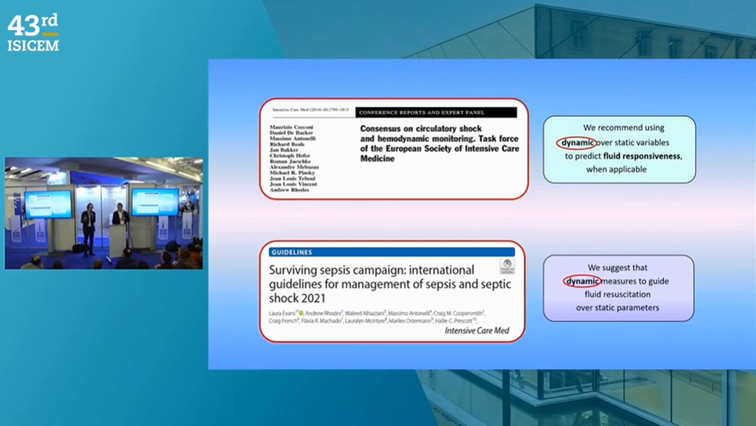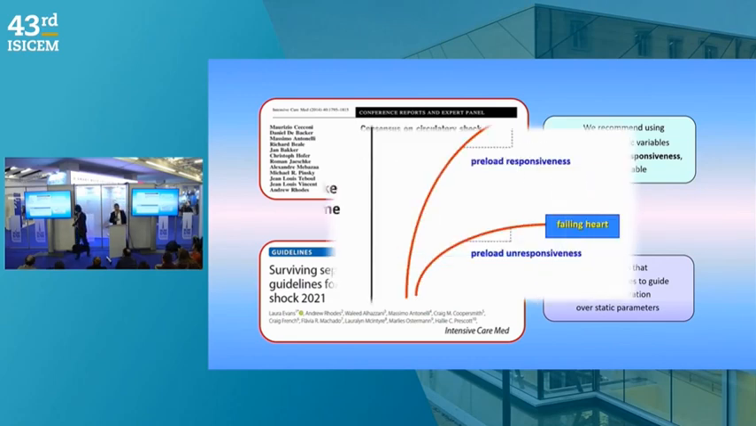static measures of preload. For example, it's difficult to use CVP to predict fluid responsiveness, except if CVP is very, very low, or very, very high. But in the majority of cases, our patients have a CVP between, I don't know, 8 and 12 or something like this, and you cannot know what to do. So this is why all the international societies and the national societies recommend to use dynamic tests.